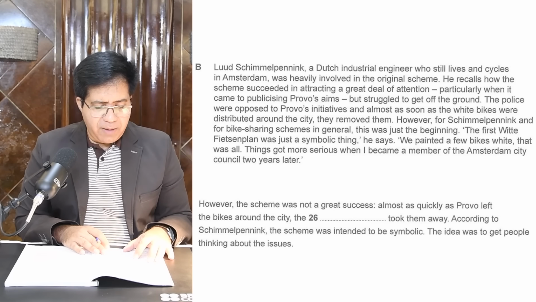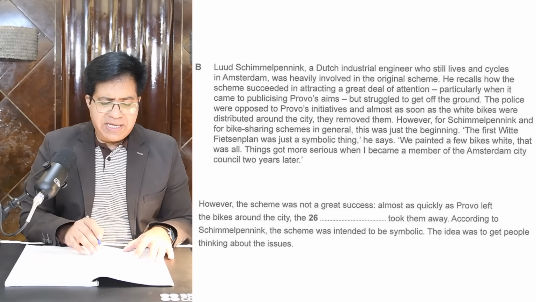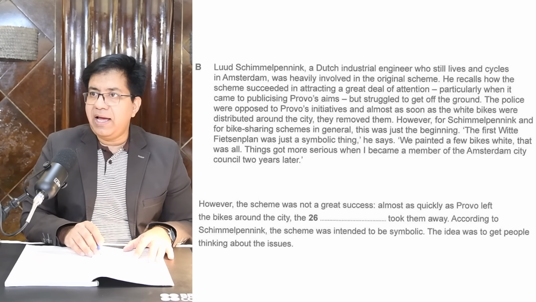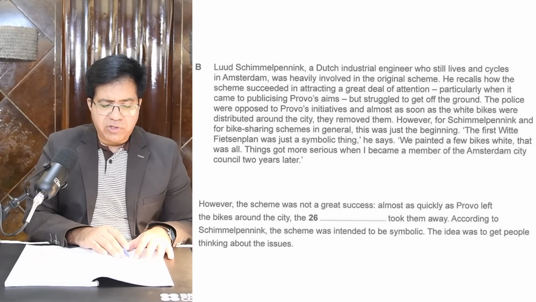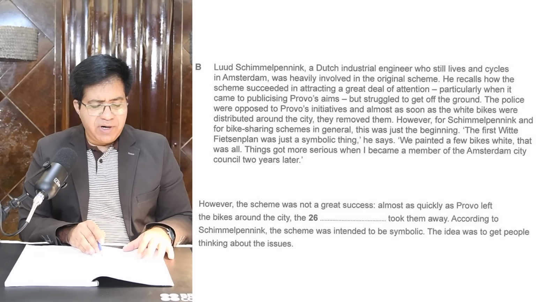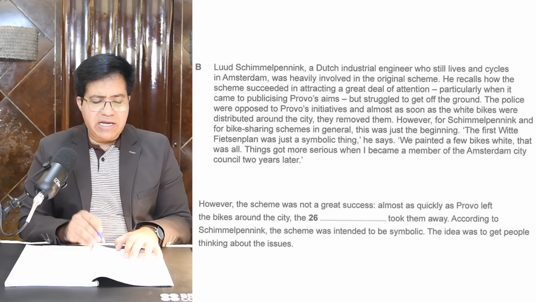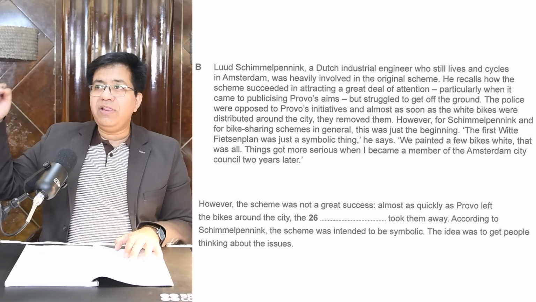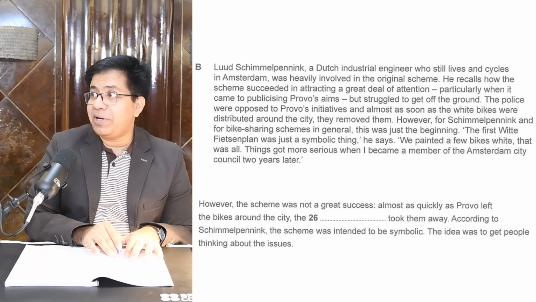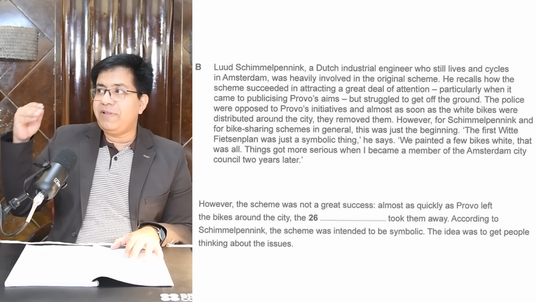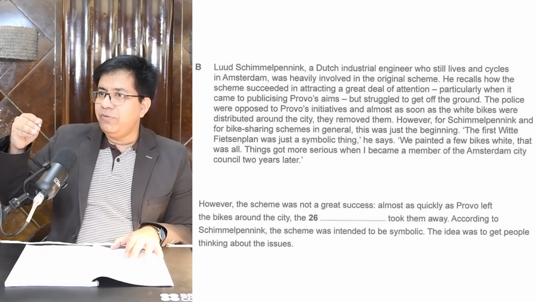Second paragraph, and I'm going to read it from the fourth line after the full stop. Can you see the police? Fourth line, paragraph B, after the full stop. The police were opposed to Provo's initiatives, and almost as soon as the white bikes were distributed around the city, they removed them. What do they mean by they? Police. And them? Bikes. This is very important to know that, okay? They removed them means police removed bikes.